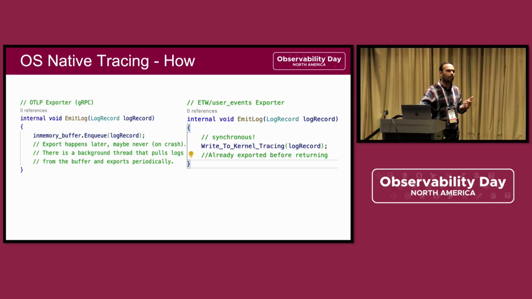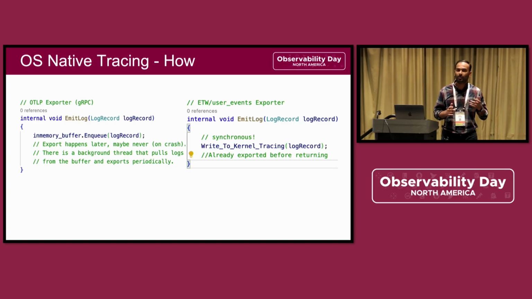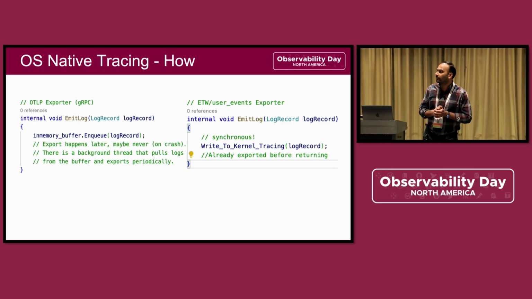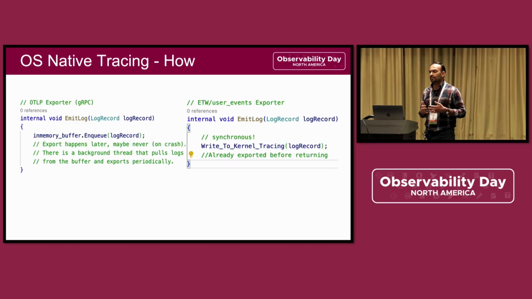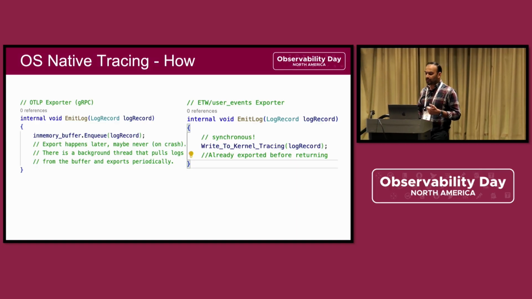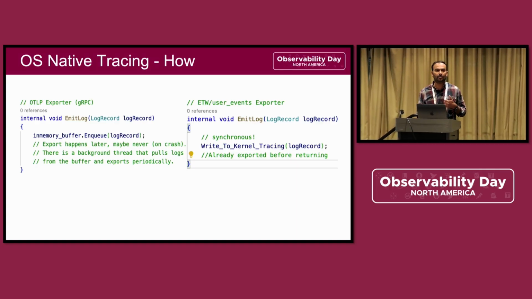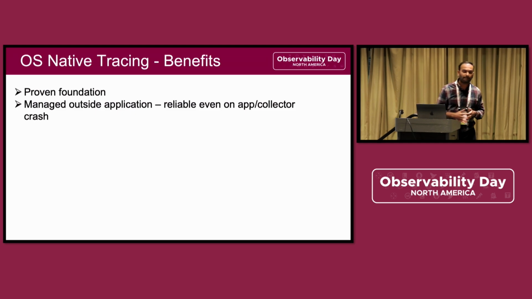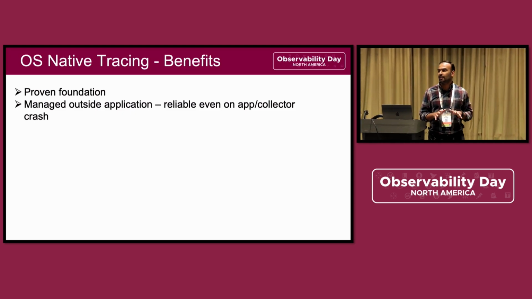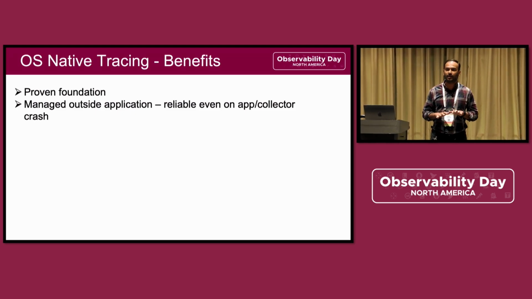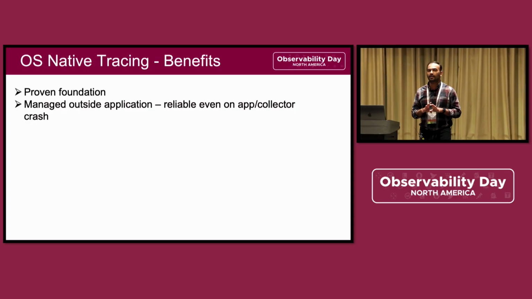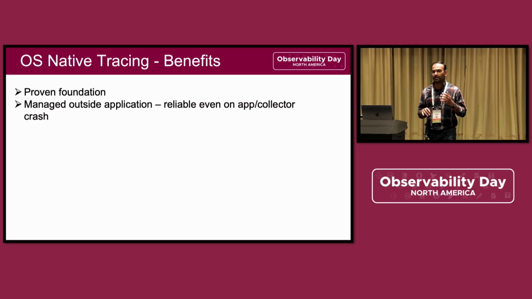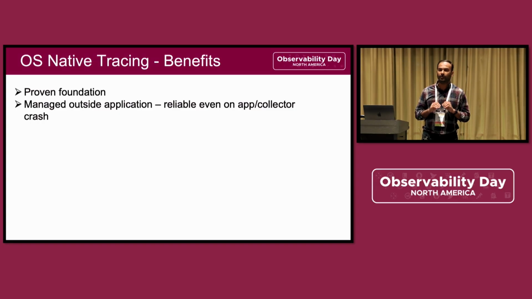So what are the advantages? Even though we mentioned there are many places to implement a flight recorder for OTel, why is it beneficial to use the native OS tracing facility to do this? The one thing is it's a proven foundation. These techniques are at least a decade old. ETW and Tracepoints have been there for more than 10 years, and they have already proven very useful. So it's a solid foundation. We're not having to build something from scratch.